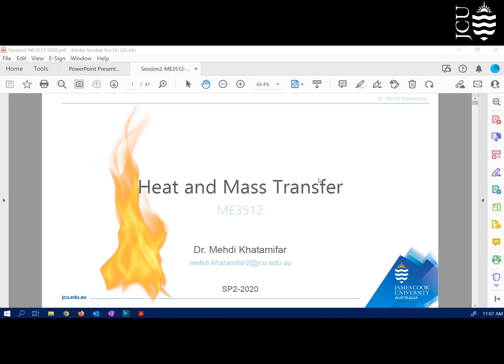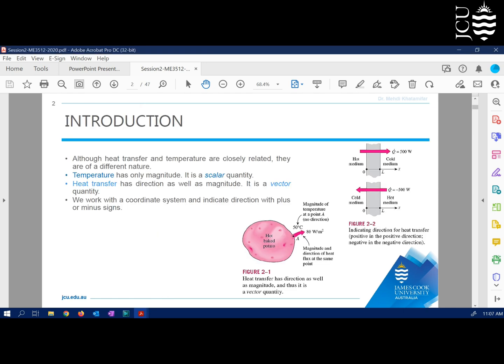I have the lecture summary for week 2. For week 2, we learned about temperature as a scalar quantity, and heat transfer, heat transfer rate, or heat flux. They're going to be vectors, so they have a direction.